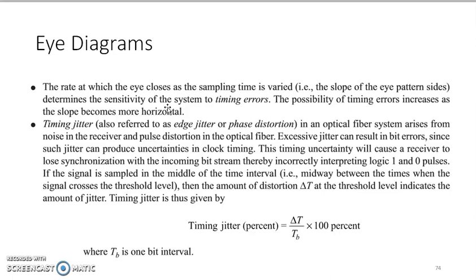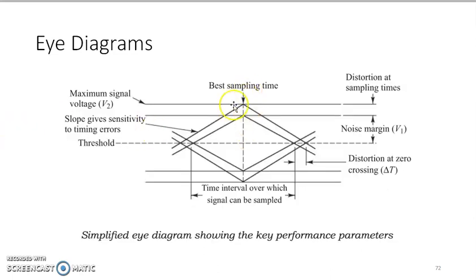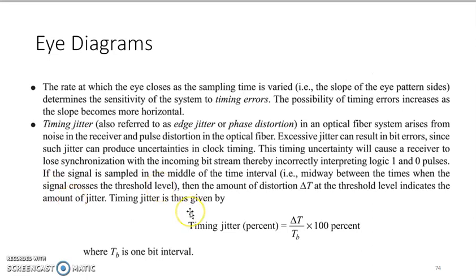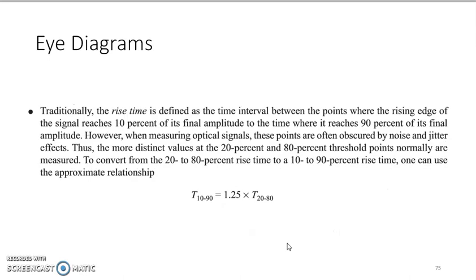If the signal is sampled in the middle of the time interval, that is the eye opening horizontal distance, that is the center of the eye. This is the sampling time, the middle of the eye here. Then the amount of distortion indicates the amount of jitter there. So timing jitter is defined by delta t, that is how much the distortion is and what the bit interval is.